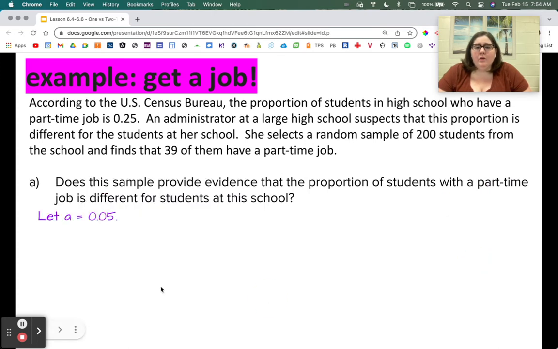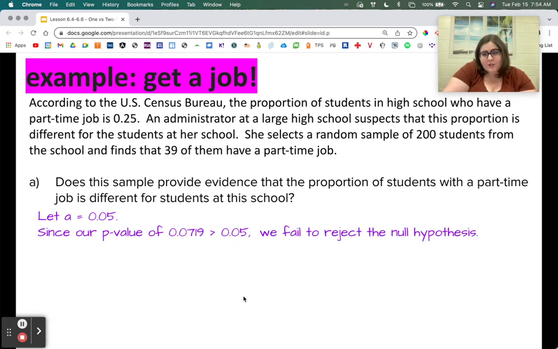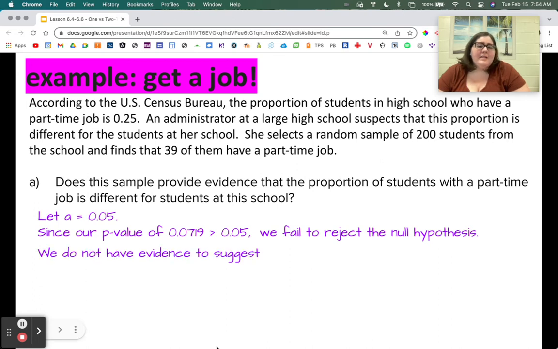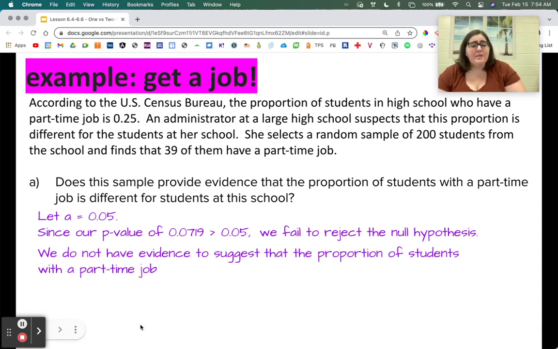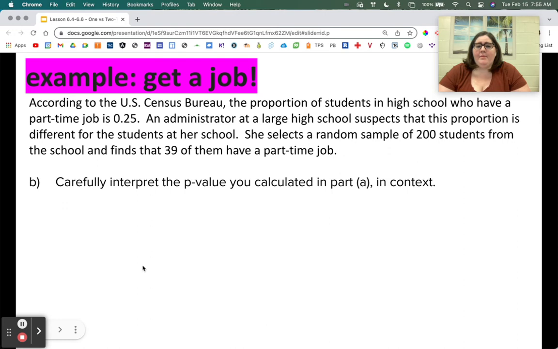Okay, so like always, we would write a conclusion. If we let alpha be 0.05, our p-value is 0.0719 or 0.072, which is greater than 0.05, so we fail to reject. When p is greater than our alpha, we fail to reject the null hypothesis. Never accept the null hypothesis, we fail to reject it. Basically saying we don't have evidence to suggest that our alternate hypothesis is true. So we don't have evidence to suggest that the proportion of students who have a part-time job at this school is different than what it was for the whole United States. We don't have evidence to suggest that it's different from 0.25. Right? So that would be a two-tailed hypothesis test.